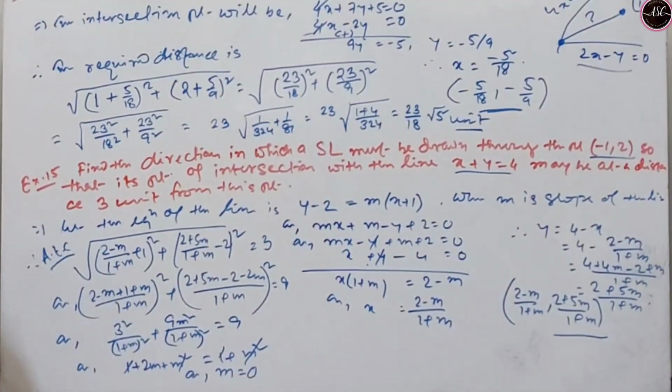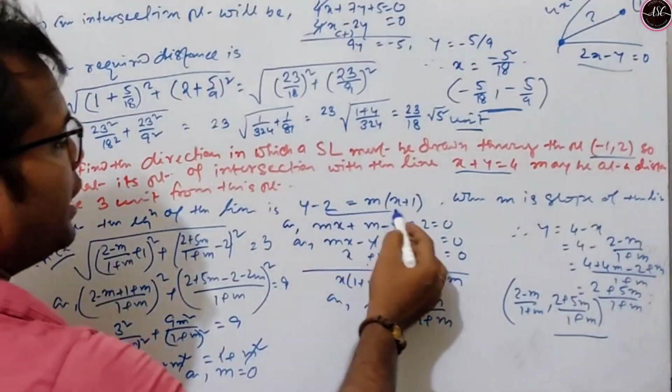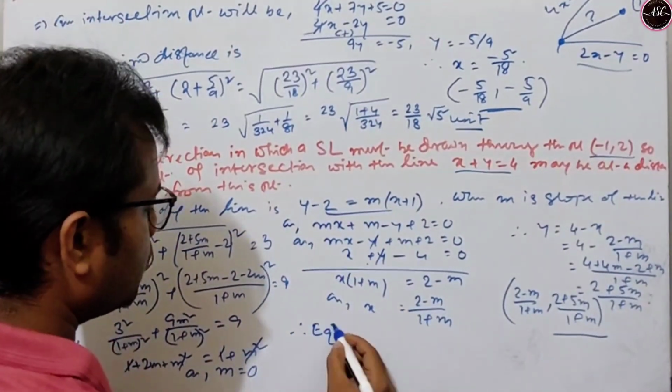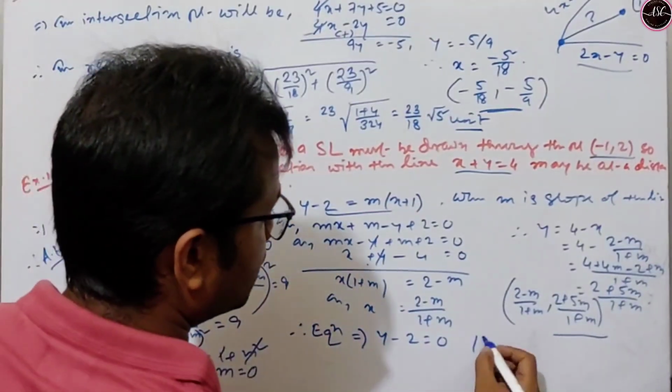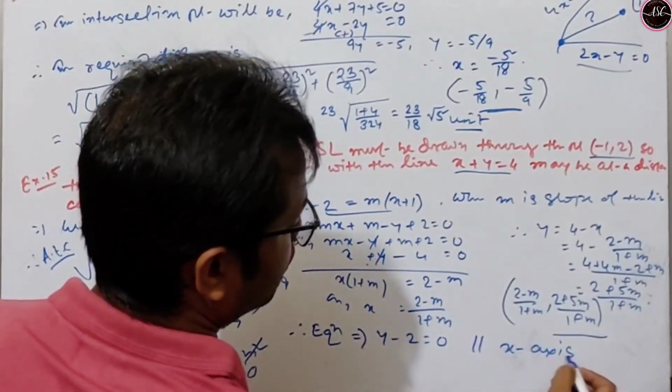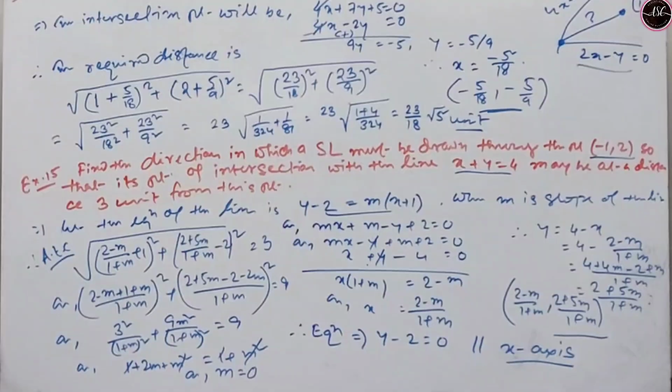So the equation of the line is y minus 2 equal to 0, that is parallel to the x axis. Okay, clear? Then look at this question.